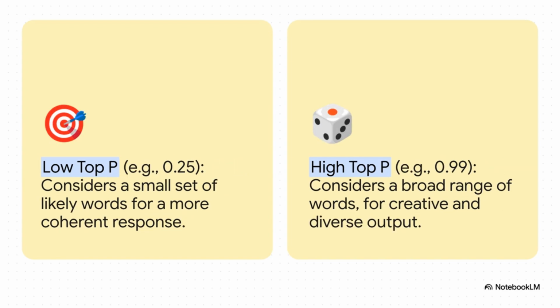Top P is another knob that controls which words the model can pick from. A low top P value tells the model to only consider a small group of the most likely words, which usually makes the text feel very focused and cohesive. A high value opens up the field, letting it choose from a much wider range of words, which can lead to more creative outputs. There's also top K, which is similar, but it just picks from a fixed number of top words, while top P works with probabilities.